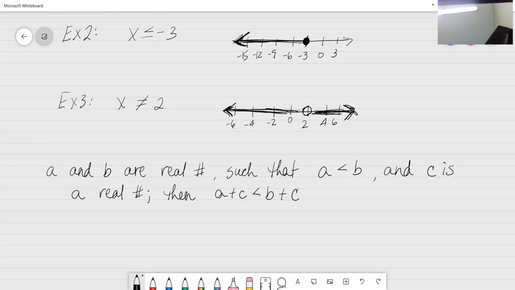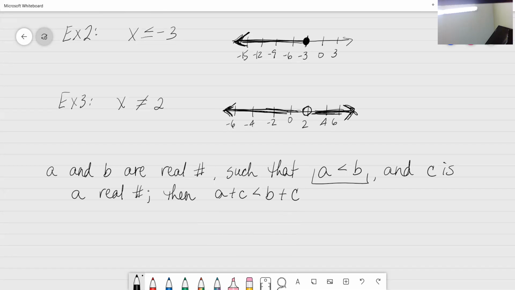So let's say that A is 1 and B is 2, which is bigger than 1, and C is 3. So 1 plus 3 is 4, and 2 plus 3 is 5. That's still going to be less than 5. So no matter what these values are, A plus C must always be less than B plus C because A is already less than B. Okay, anyway, we're going to use that to solve different inequalities.